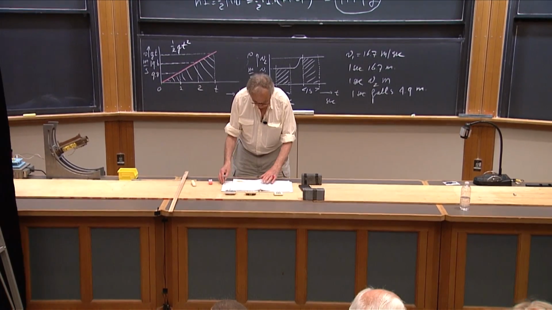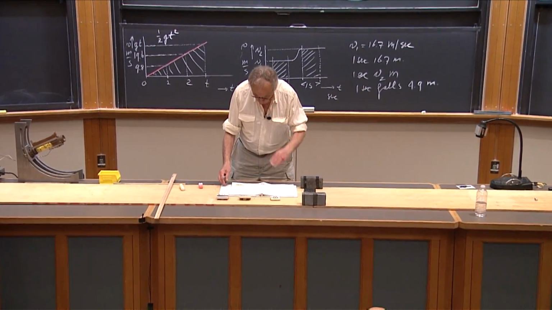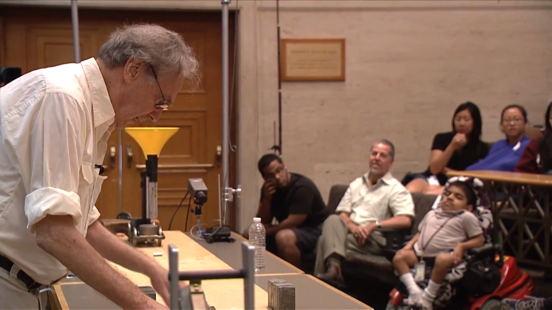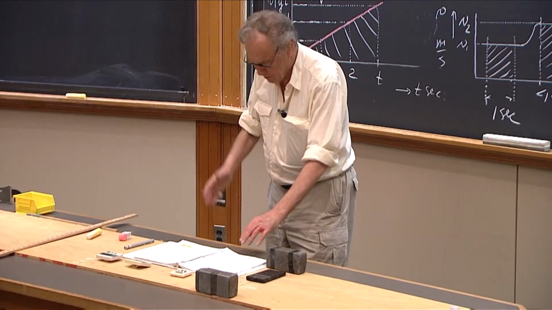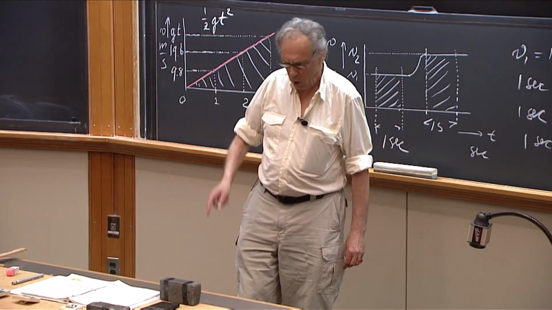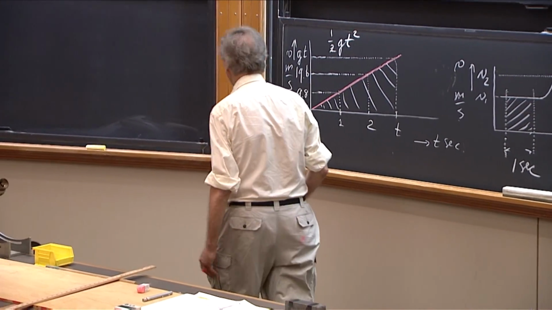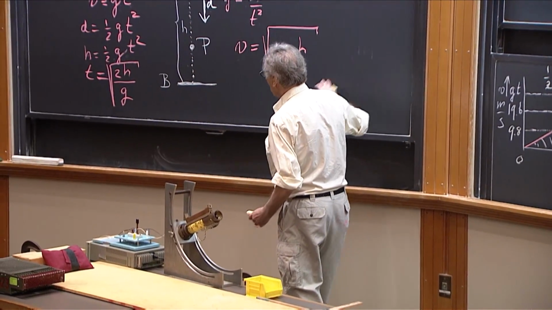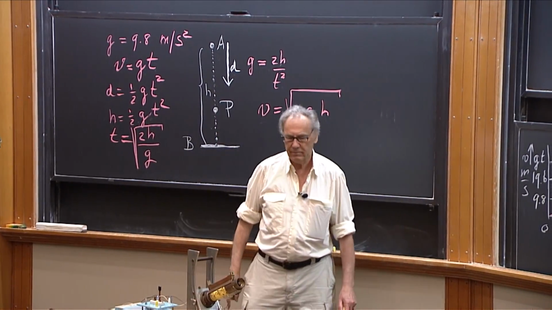So far, we have only dropped objects, releasing them with 0 speed. But now I would like to throw an object up from point B all the way up to A, and I want it to come to a halt at point A. And I ask myself now the question, what is the speed that I should give it in B so that it comes to a halt at A?